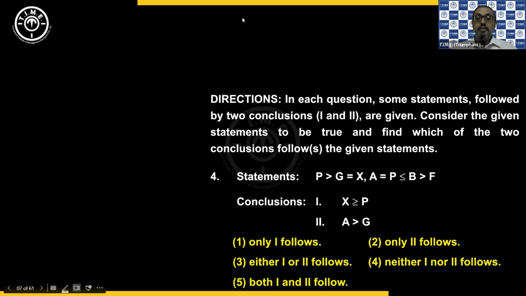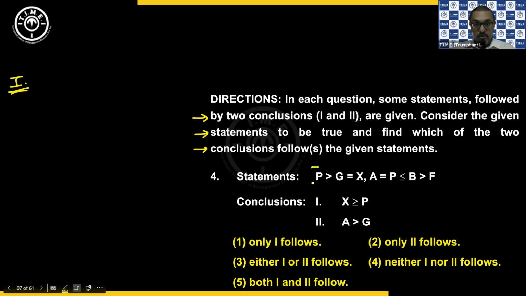Then next one, he says, in each question, some statements followed by 2 conclusions, 1 and 2, are given. Consider the statements to be true and find which of the 2 conclusions follows the given statements. So now we need to see which among these follows. So let's look into this here. So for the first conclusion, I need a relation between X and P.